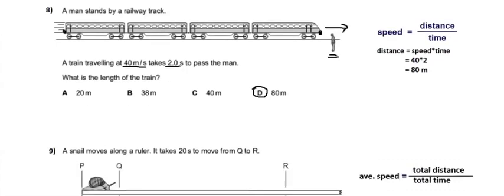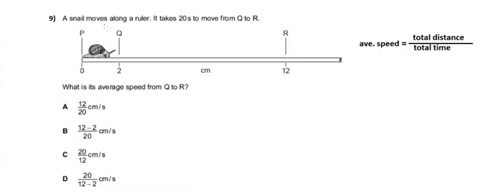Then question number 9. A snail moves along a ruler. It takes 20 seconds to move from Q to R. This is point Q, and this is point R. What is the average speed from Q to R? Here the average speed is the total distance divided by total time. Speed is distance divided by time, but whenever they ask for the average speed, it is the total distance divided by total time.